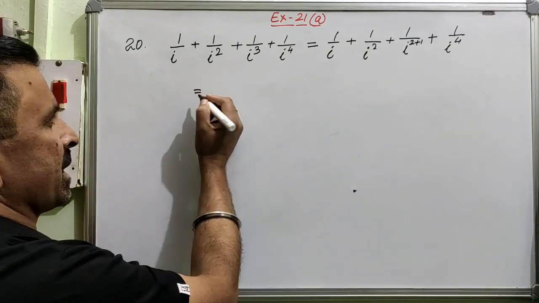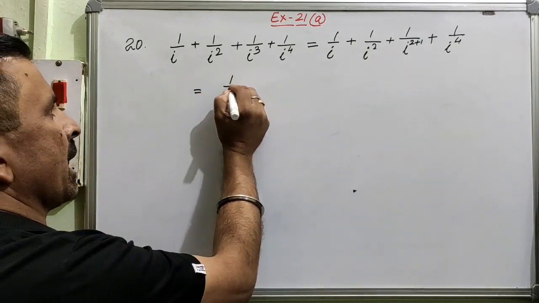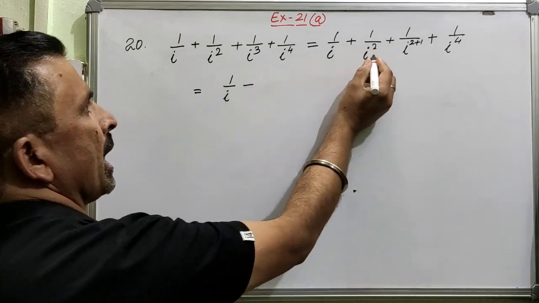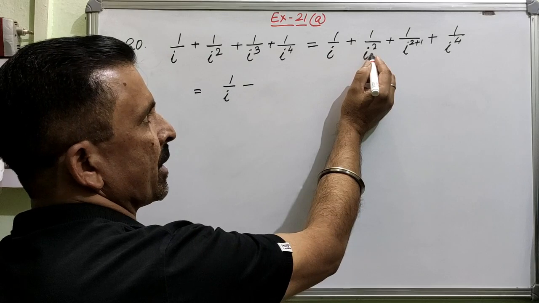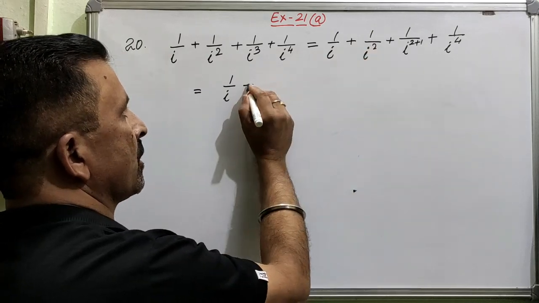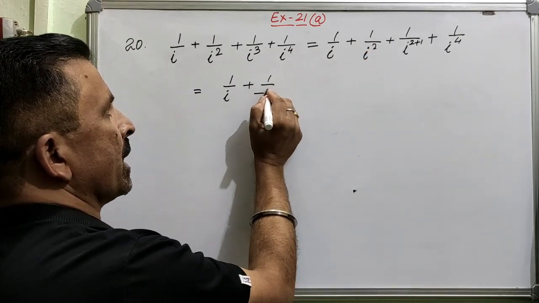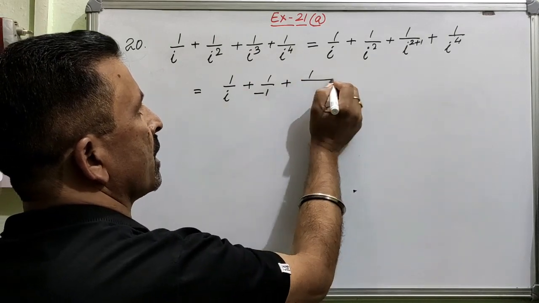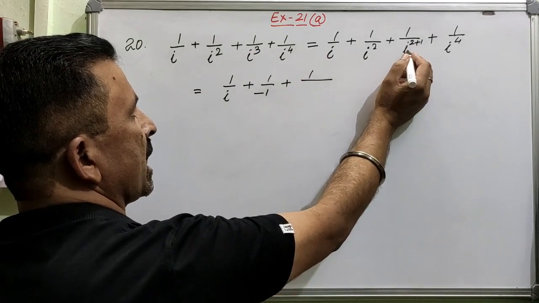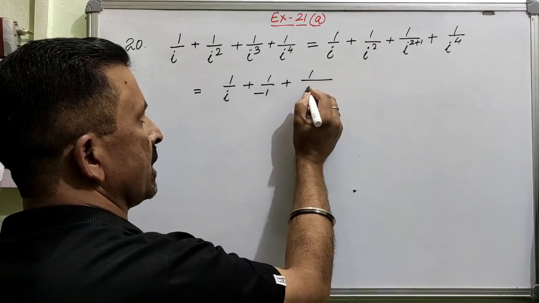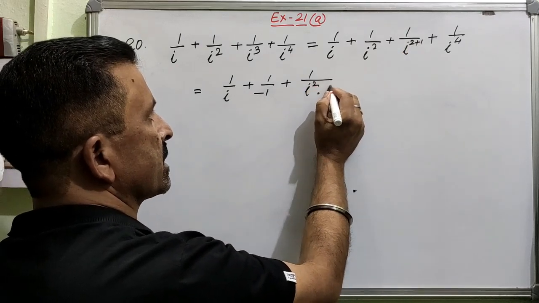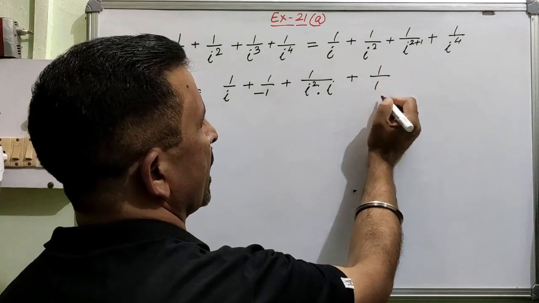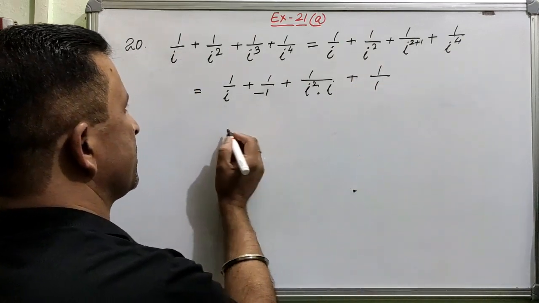Now after this we will start writing the values. 1 over i we will keep as it is for the time being. This i square will become minus 1, right? 1 over minus 1. And then for this power, we can write i square plus 1 as i square times i, and then this will simply become 1. The value of i to the power 4 is equal to 1.